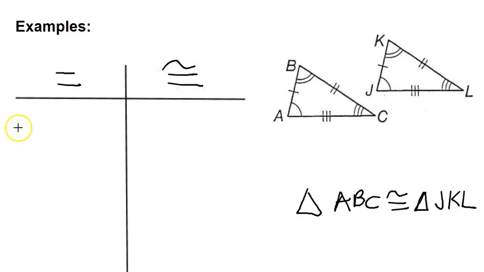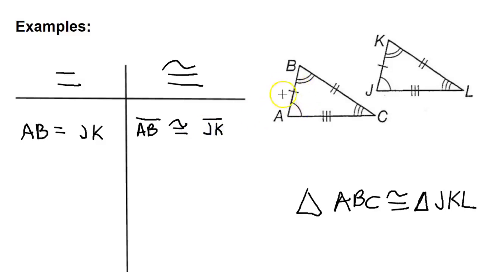So for instance, I can say that AB, that distance, equals JK. But if I'm talking about the line segments, I would say line segment AB is congruent to line segment JK. I can see that with these single hash marks here and here.